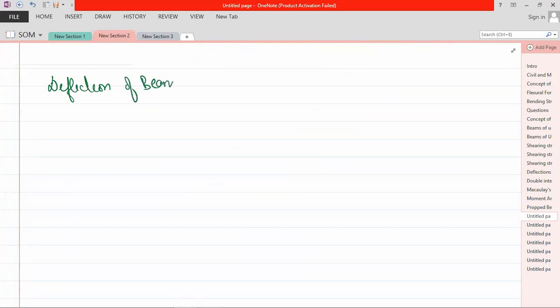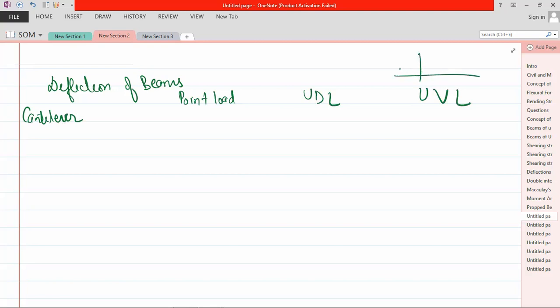In deflection of beams, for cantilever, you have generally three types of load. The first load is point load, the second is uniformly distributed load, and the third one is uniformly varying load. Varying load means suppose you have a beam like this, and your load is varying like this. It is uniformly varying like a triangle. So consider a triangle only, or write it only for two things: point load and UDL.